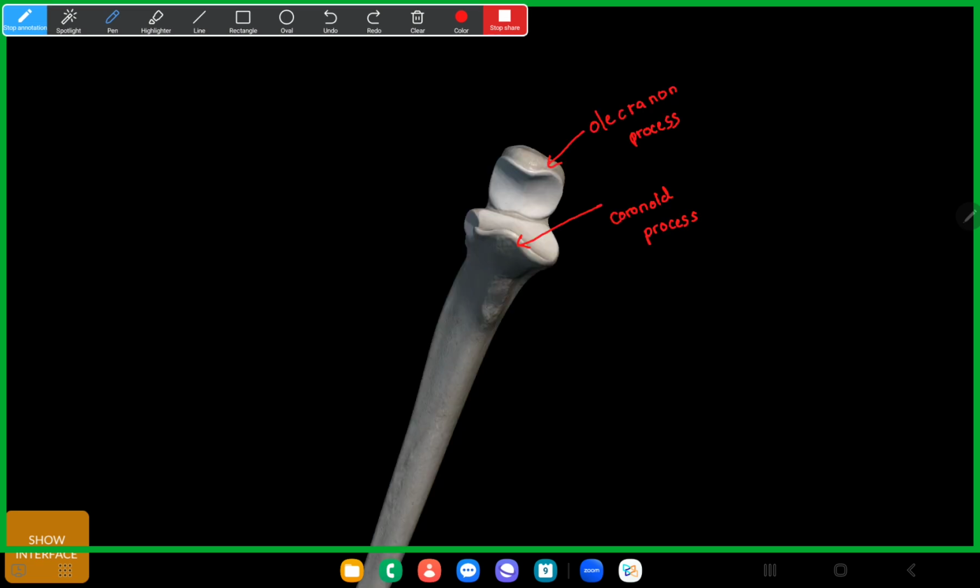First I will discuss the upper end. In the upper end there are two processes. You can see in the posterior aspect there is a process which projects upward and it is called the olecranon process. Also there is a process which projects forward and it is called the coronoid process. And there is a notch in the ulnar bone for the articulation of the radius, called the radial notch. You can see it is like a small depression.